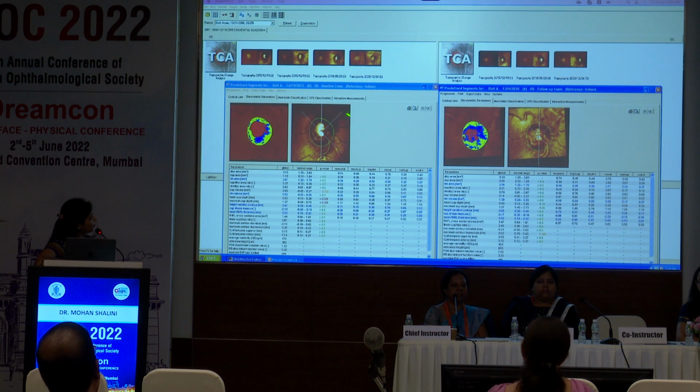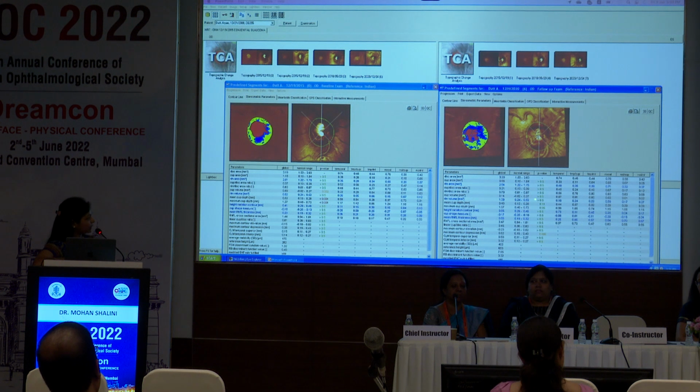This is the follow-up examination. This is in 2015, and this is in 2020. And this is the comparison with the normal database in the patient, where the red is abnormally different from the normal population. It can be low or high. So suppose cup volume would increase in progression, and the rim volume will decrease in progression. And this is the comparison with this data.